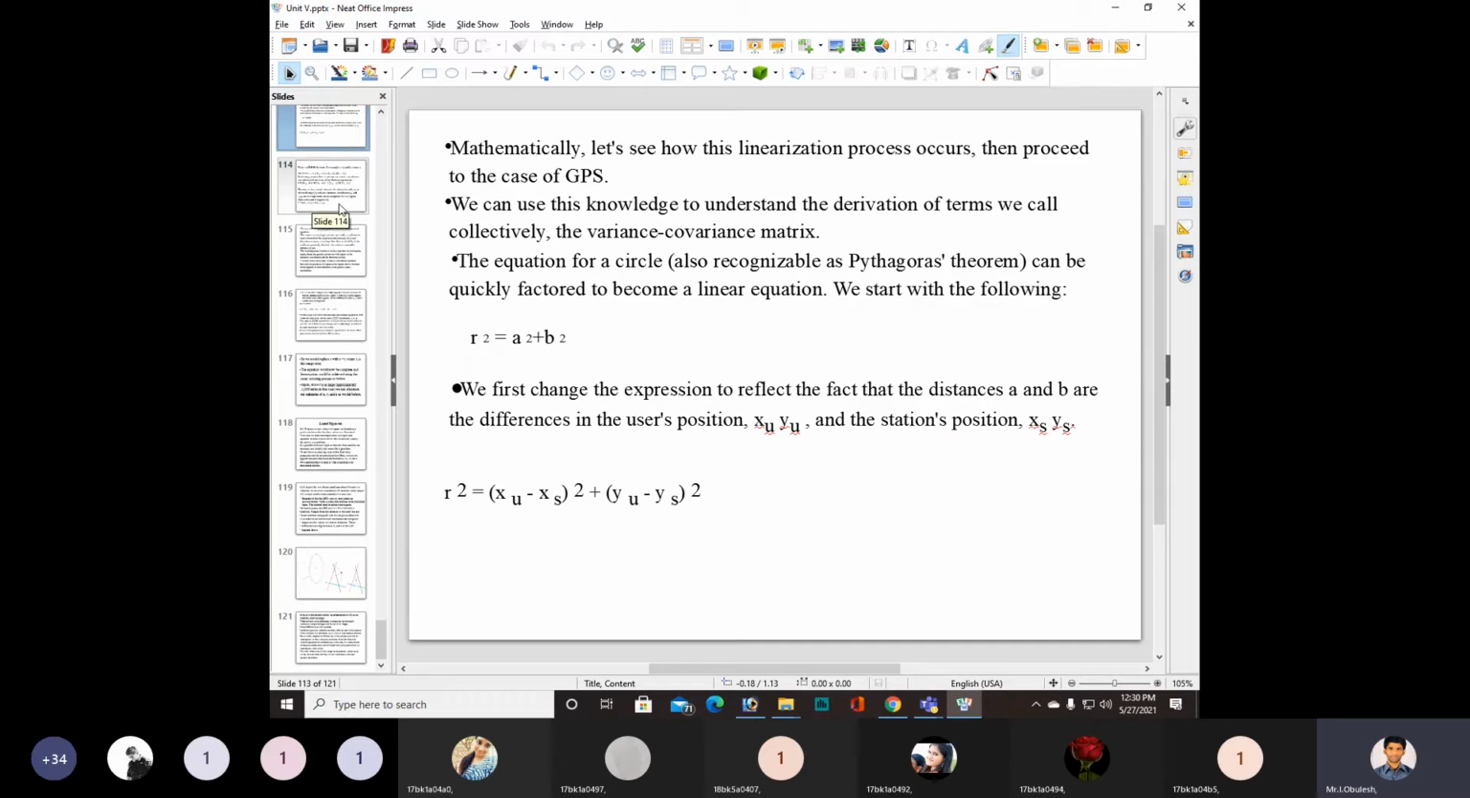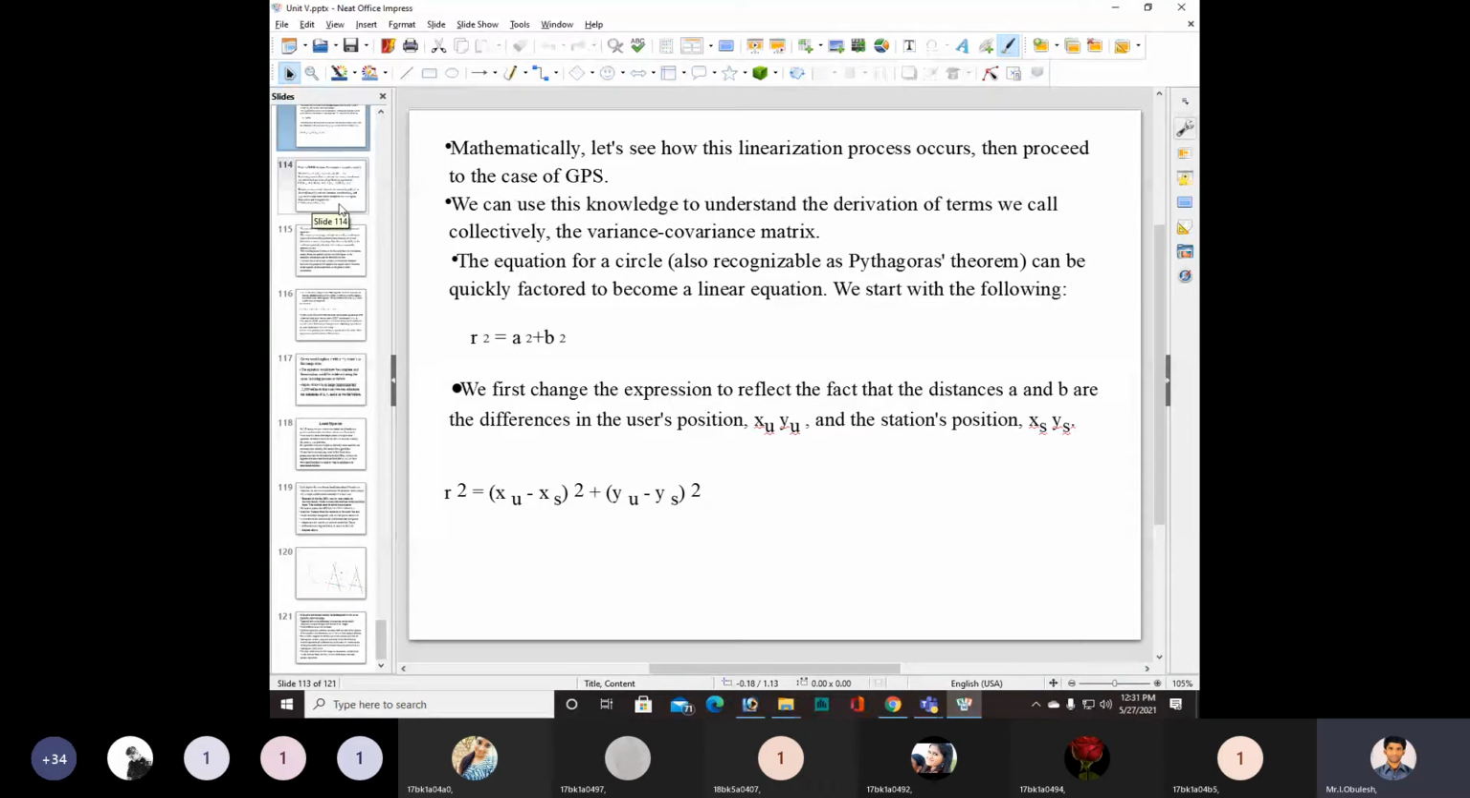We can use this knowledge to understand the derivation of terms we call collectively the variance covariance matrix.